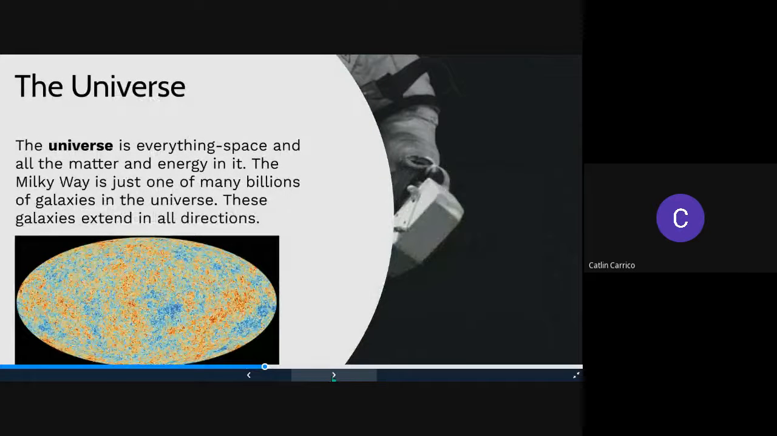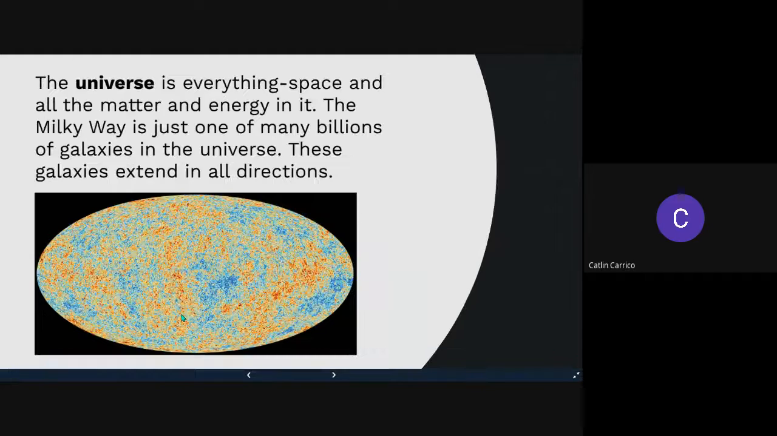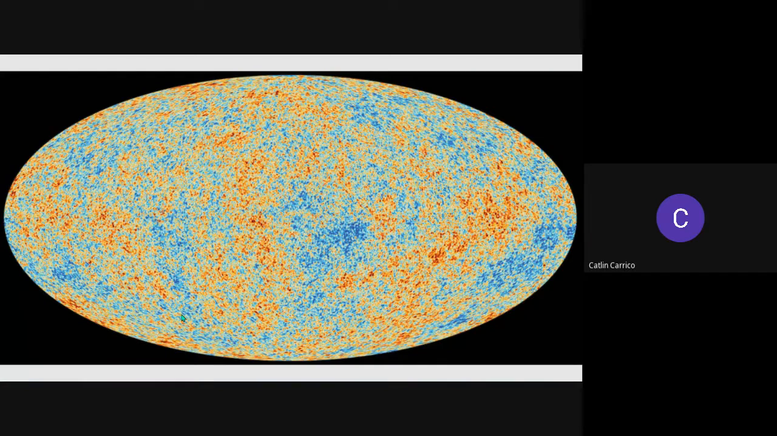And last but not least, we have the universe. And again, the universe, which is also a vocab word, is everything, space, and all matter and energy in it. The Milky Way is just one of many billions of galaxies in the universe. These galaxies extend in all directions. This image is very special. This is a rendering of the entire visible universe.